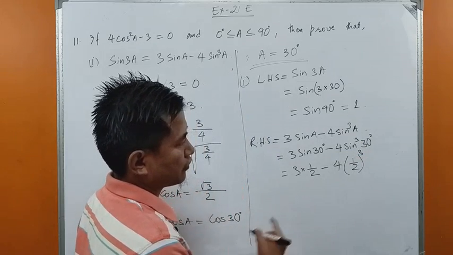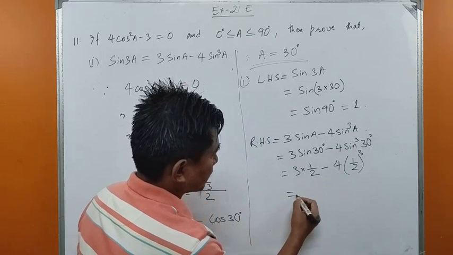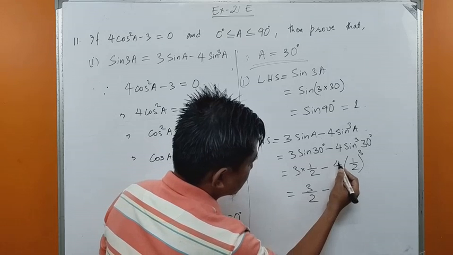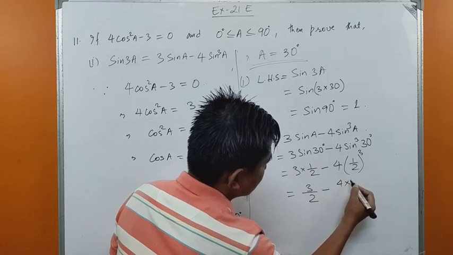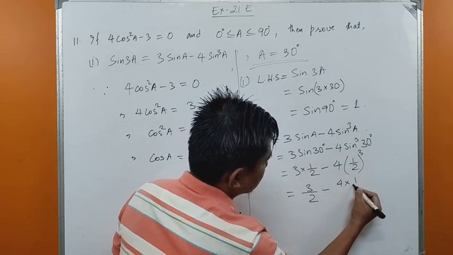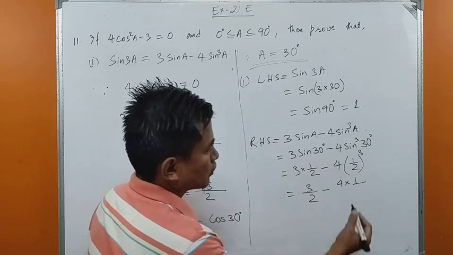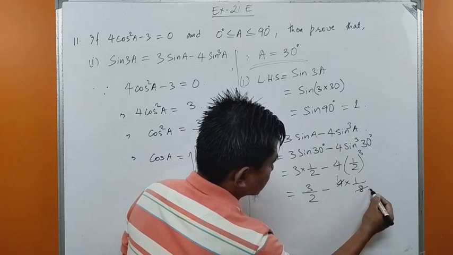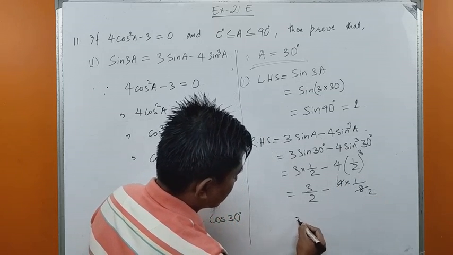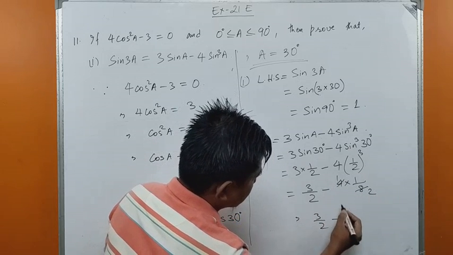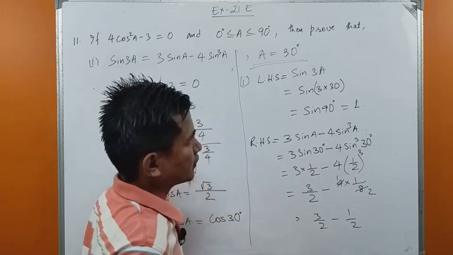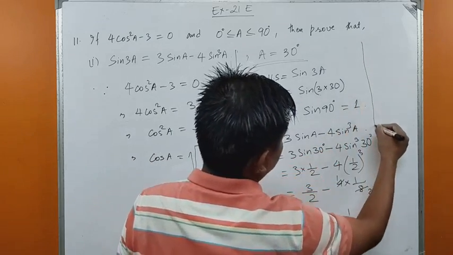So we must put cube, sine cubed. Okay, so this is 3 upon 2 minus 4 into 1 cubed. 1 cubed is 1 into 1 into 1, which is 1, and 2 cubed is 8. So 4 times 1 is 4, and 4 over 8 reduces to 1 by 2. So we have 3 by 2 minus 1 by 2. Okay, now let me continue here.